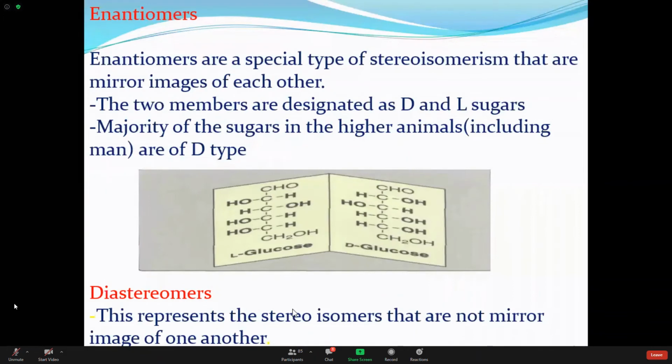Look, enantiomer is a mirror image. Diastereomers are not mirror images. Very simple. The two isomers that are not mirror images are called diastereomers. Two isomers that are mirror images to each other are called enantiomers. Am I clear? Yes, it's clear.